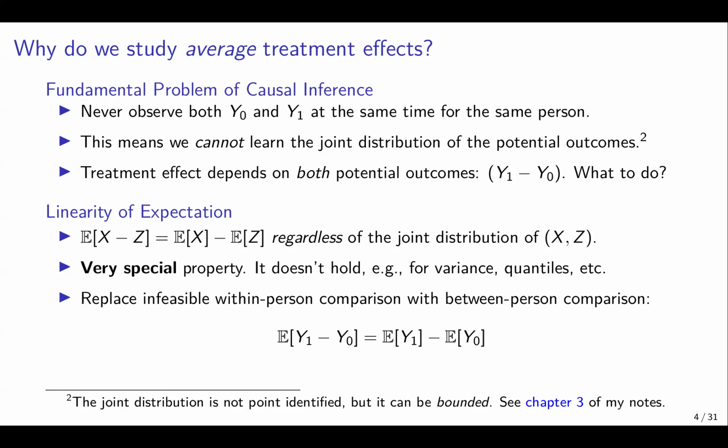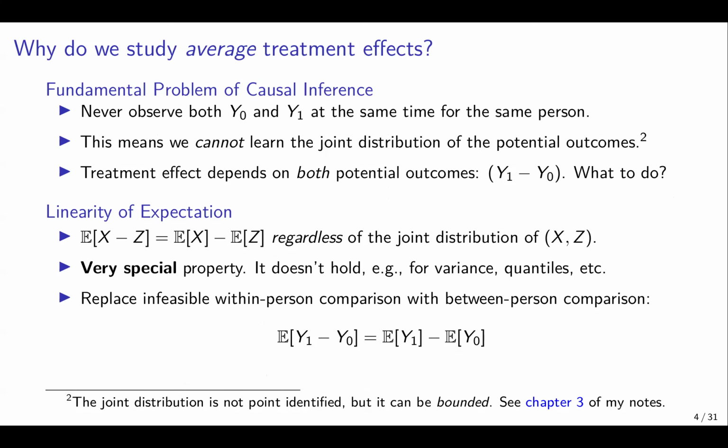We're observing these different wages for different people, and what the linearity of expectation tells us is that to compute the average causal effect, it's enough to subtract the average of y1, in other words, averaging over one group of people, and the average of y0, averaging over a completely separate group of people. So we replace this infeasible within-person comparison with a feasible between-person comparison.